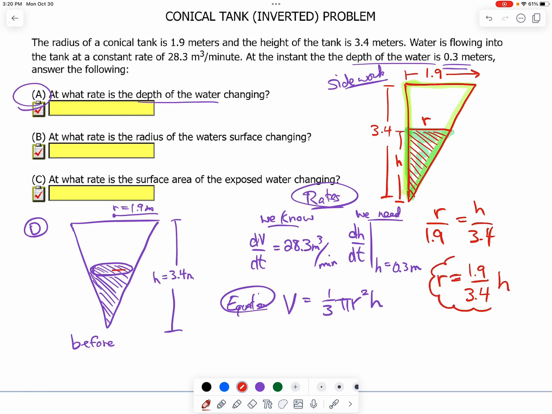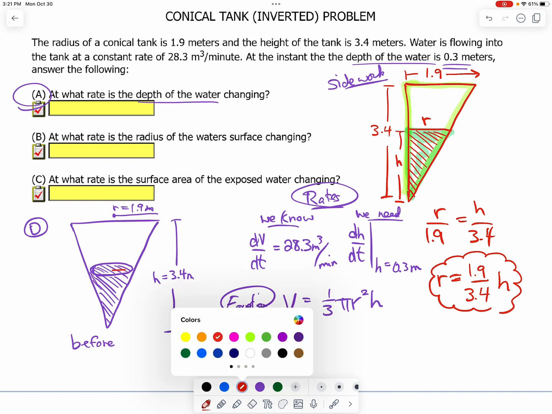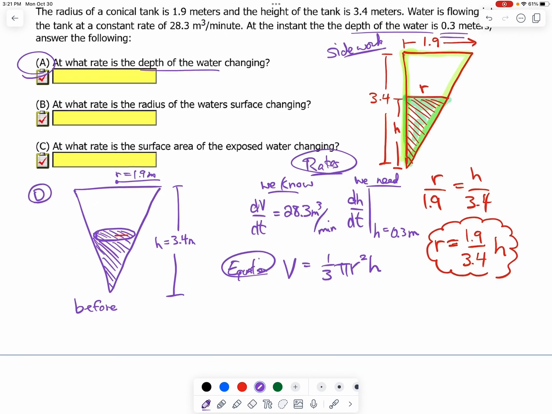We're going to keep that in mind because that's a ratio that shows that no matter how much water is in there, the radius is always going to be 19/34ths of the height. That's a key piece. So now we go back to the equation that we had, back to related rates.